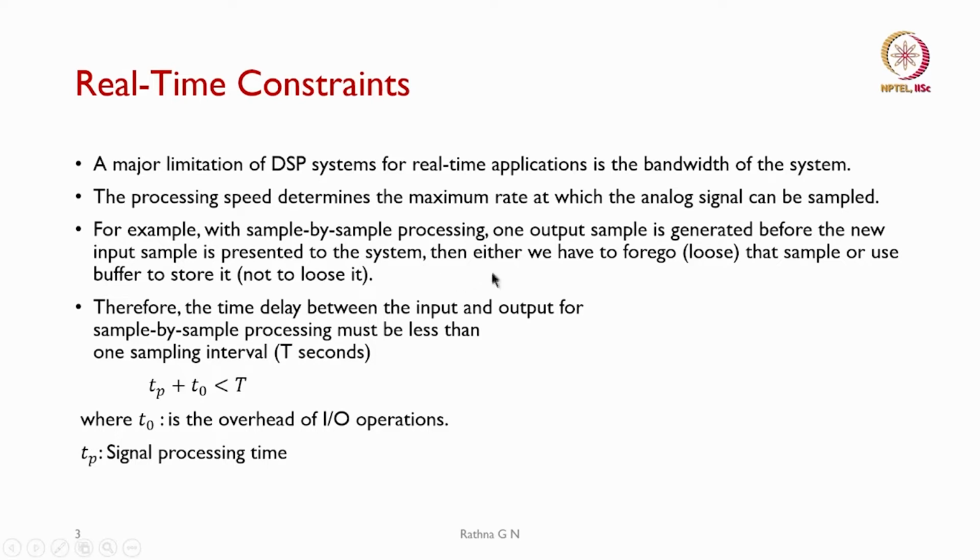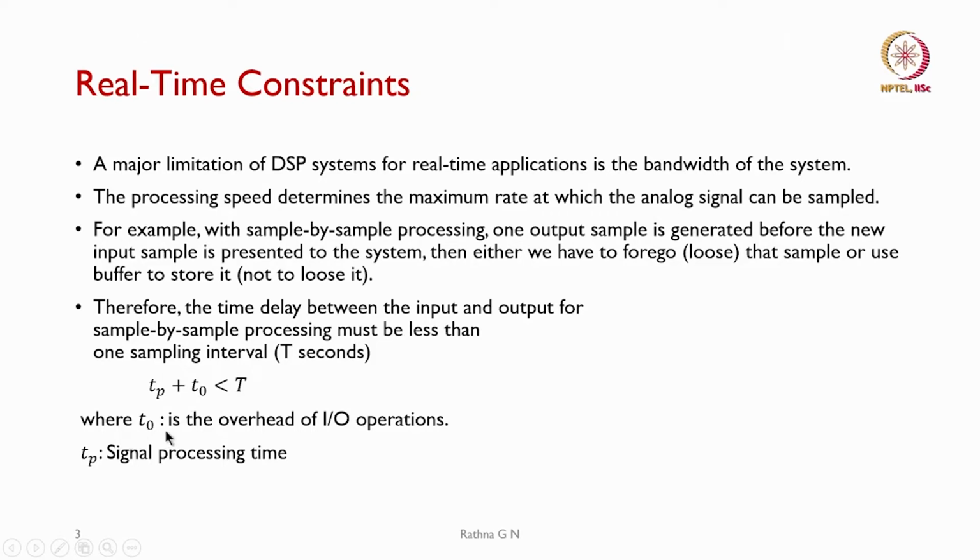That is, if we do not want to lose any of the samples, we have to have a buffer to store whatever samples are coming much faster than our computation time. So, what it says is that the time delay between input and output for our sample by sample processing must be less than one sampling interval. We have discussed that T seconds is my sampling time. So, our processing time TP plus the IO overhead TO together should be less than our sampling period.